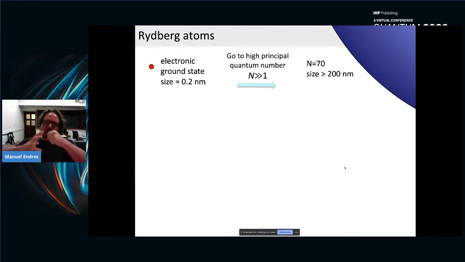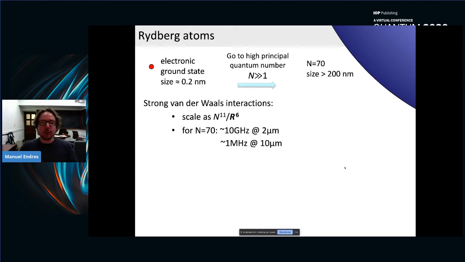And this leads in particular to strong induced dipole-dipole interactions that scale with distance as 1 over R^6. And the prefactor here, the so-called C6 coefficient, scales with the quantum number to the power of 11. So it's quite a drastic scaling. To give you a few numbers, for n equals 70, you can have about 10 gigahertz at 2 micrometer distance, or 1 megahertz at 10 micrometer distance.